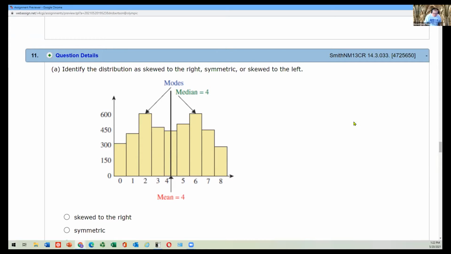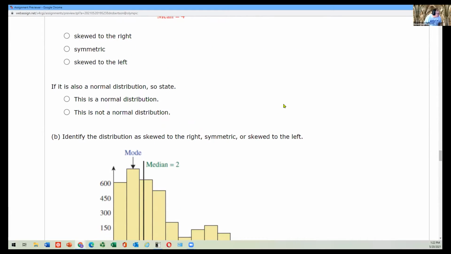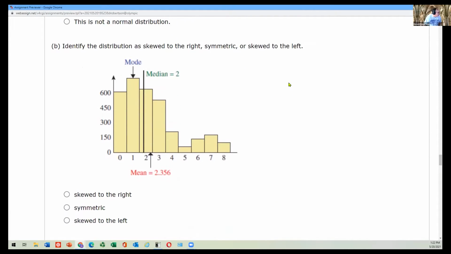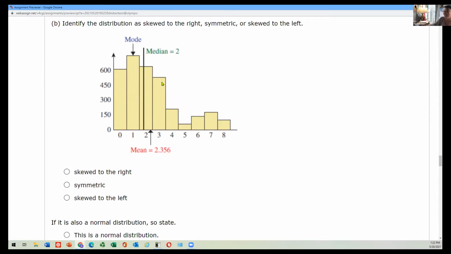What does it mean when it's asking this? Is it a normal distribution or not normal? I haven't even talked about that yet, but I will. Okay, what about this one?